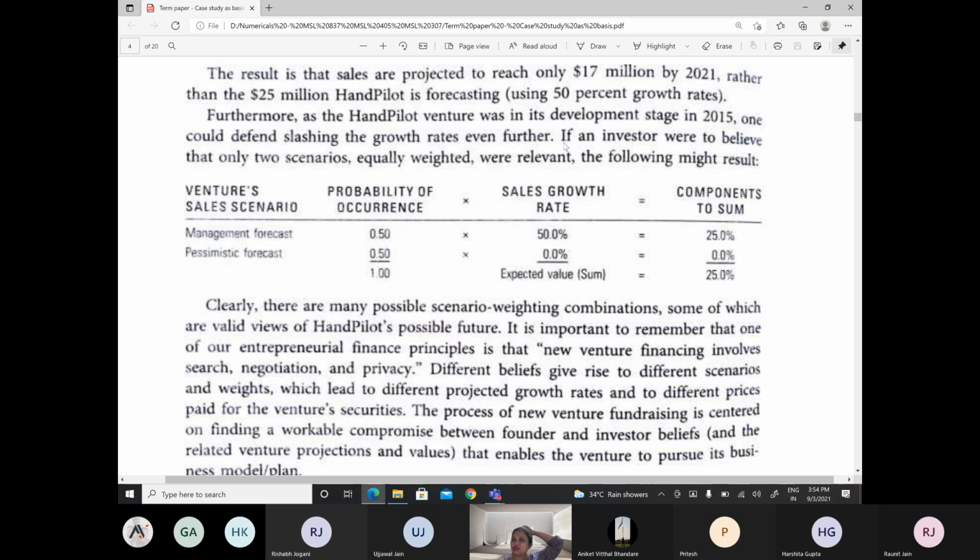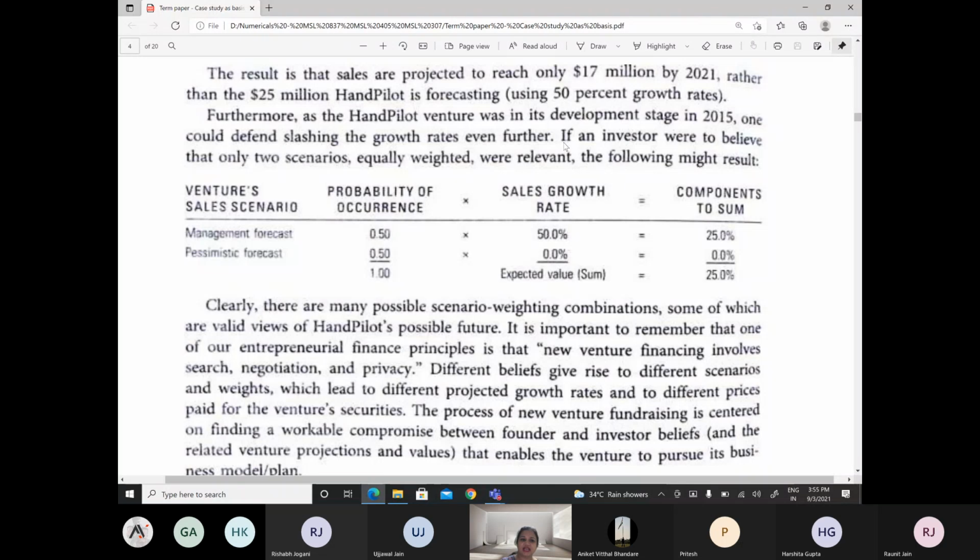Now, suppose you are seeking financing when you are still in the development stage, then your investors may be more critical and they might say, listen, you are still developing, you have not even tested the markets, you have not even offered your product into the market yet. So according to me, there can only be 2 scenarios. A, you sell, or B, you don't.